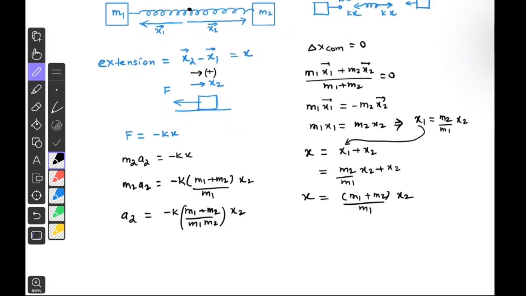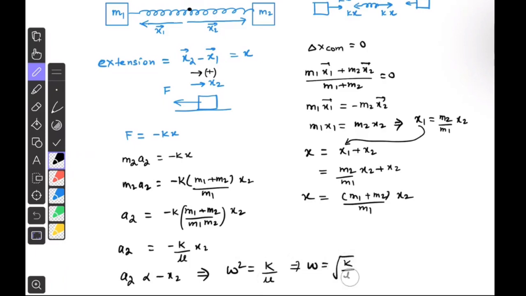Correct? And what really is our mu? Mu is m1 m2 by (m1 plus m2). So what will it really come to? k by mu into x2. So a2 is proportional to minus x2. Whatever is the coefficient of minus x2, that is our omega square, which is k by mu. So omega will be root over k by mu. So what time period will come? 2 pi root over mu by k.